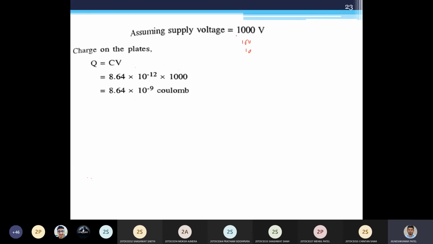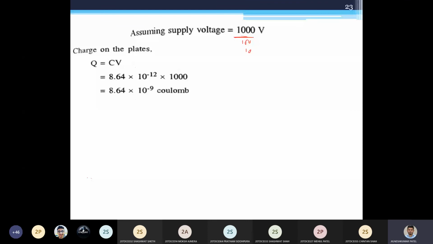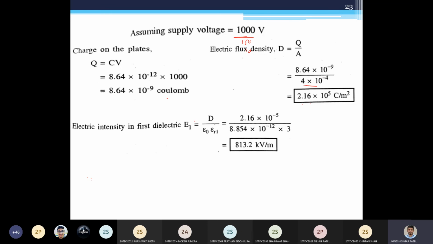But most of the time this value is given. In some cases it is not given. So I get this Q, the charge on my plates. It is C into V, where C is the value of capacitance. This is my total charge available on the plate, and from this Q I can find out my flux density. D is equal to Q by A. We know the area, so I get D in coulomb per meter square.